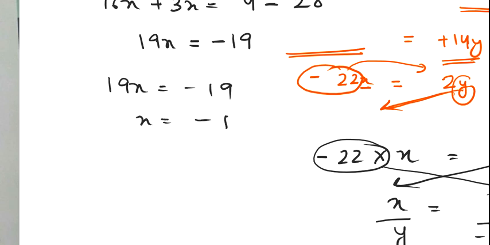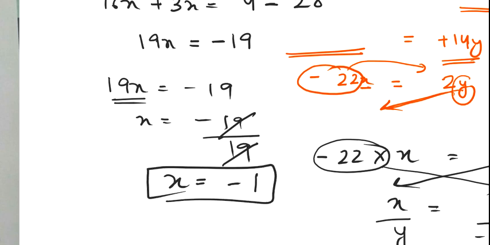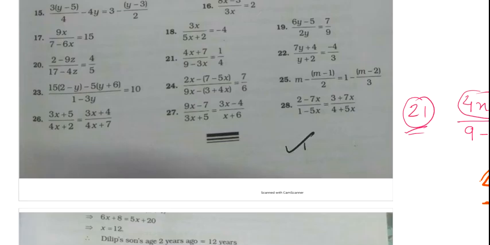X is equal to minus 19 divided by 19. Why? Because these two are in multiplication, so if we need to change the side, we need to divide. 19 cancels. The value of x is minus 1. Clear? Now you need to complete this whole set of 28 questions. These are all easy, and I have taught you the questions in the same way.